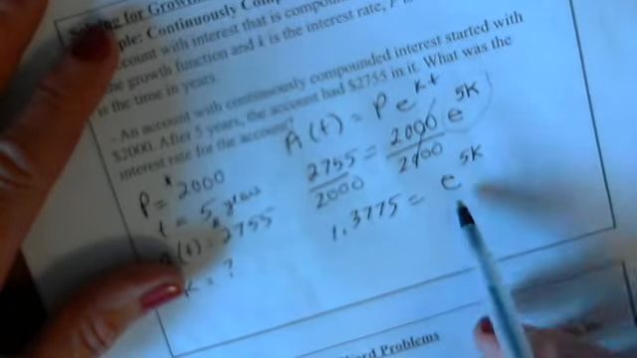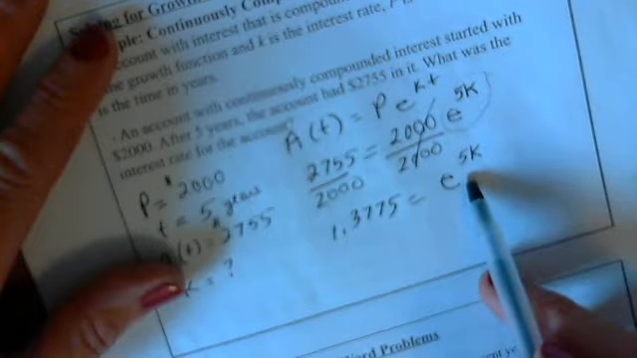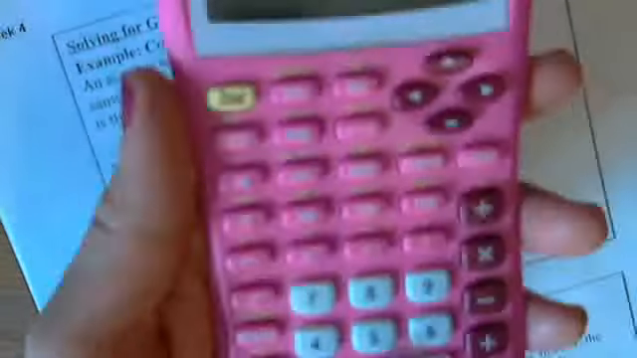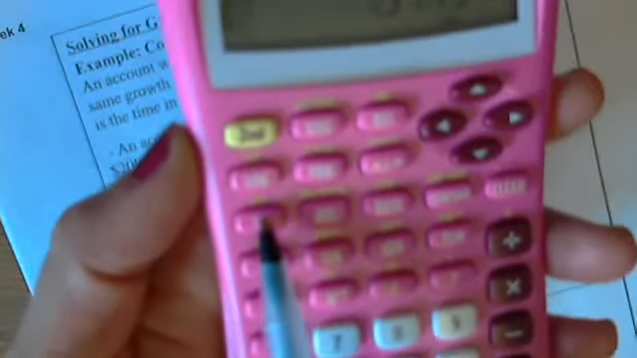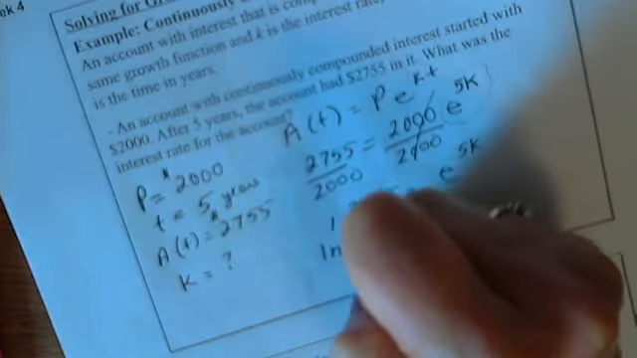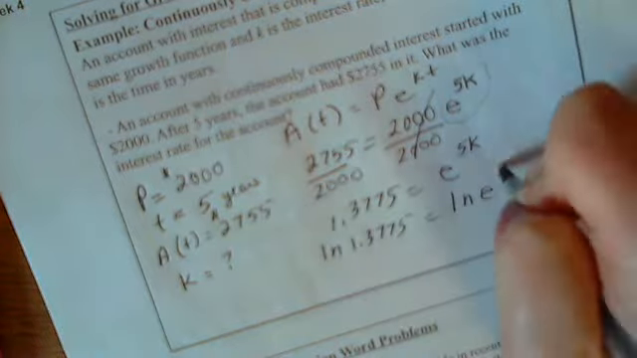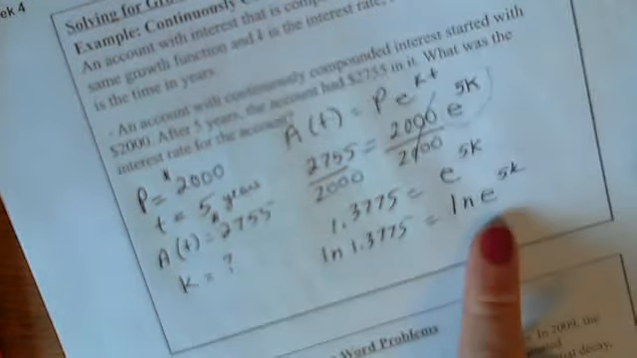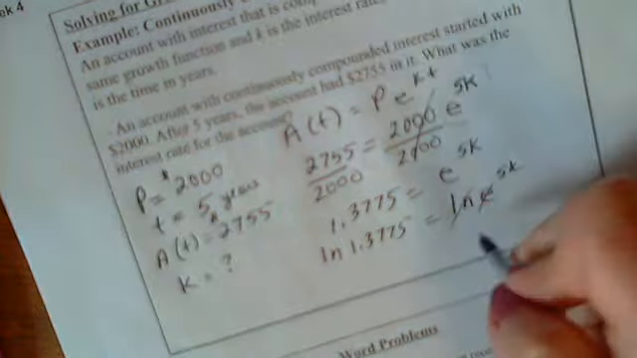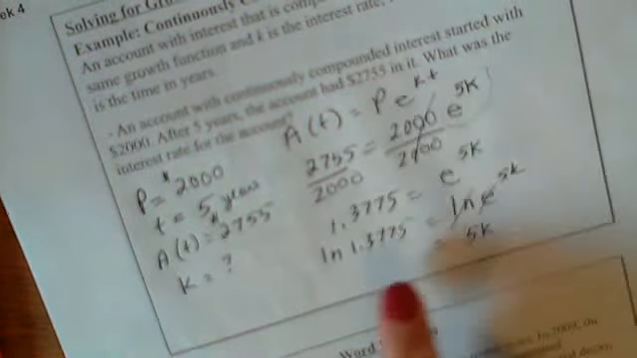All right, now if I want to undo this so I can get k alone, the first thing I need to get rid of is this base e. Well, again, what gets rid of e? ln does. Those are opposite operations on your calculator. So if I take the ln of both sides, 1.3775 equals ln of e to the 5k, that will get rid of the e. ln eats e, down comes the 5k to ground level, and on this side I can actually take the ln of this number.